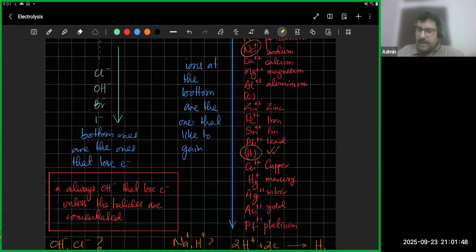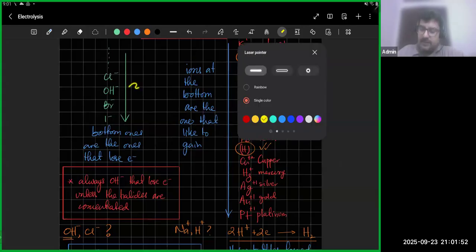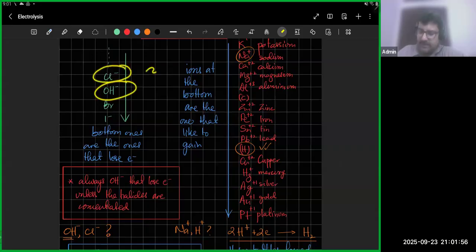Anyways, I said, Taha, OH ions are going to lose electrons when it's a competition between Cl ions and OH ions. The bottom ones are the ones that really like to.